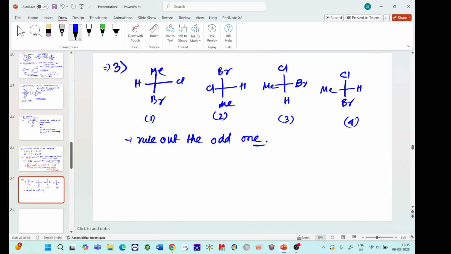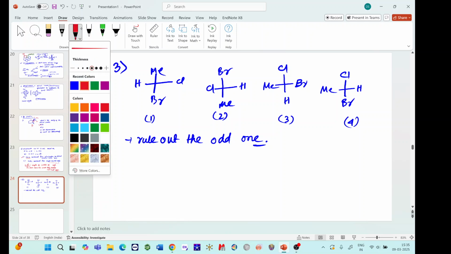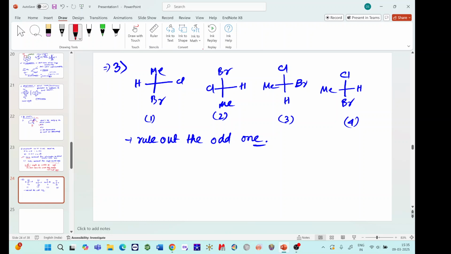Option C, R configuration. Option C is 4, sir. Option 4. Okay, let us do it and then we can see. So for this one, you can number it. Br will be 1, then Cl, then ethyl, then hydrogen. So 1, 2, 3. This looks like S, but hydrogen is in horizontal position, so it will be R. Then 1, 2, 3, 4 looks like S, but hydrogen is in horizontal, so it will be R.